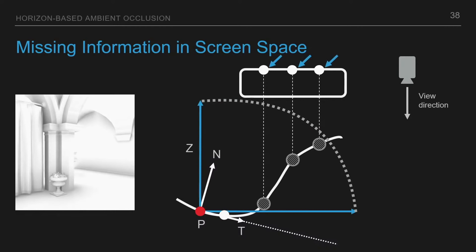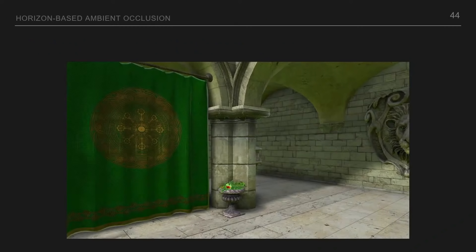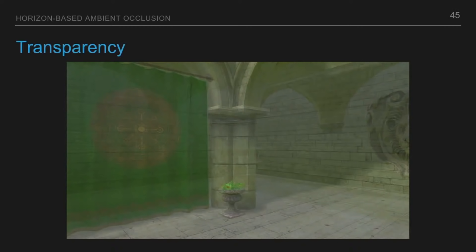Also, these samples on the wall, they're outside of the radius R, so they get ignored in the ambient occlusion computation. This means that the vector with the largest angle that we now find is this one, resulting in missing occlusion compared to what we expect to find. But what can we really do about this? We can't really see through objects, right? Well, can we? If we render the scene as transparent, then we will know what is behind this pillar.